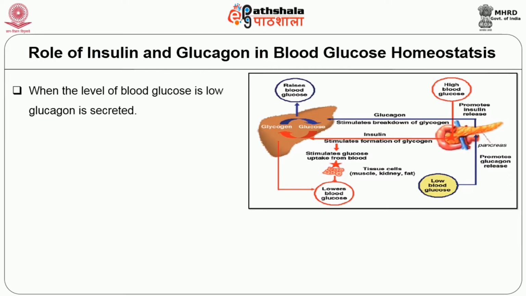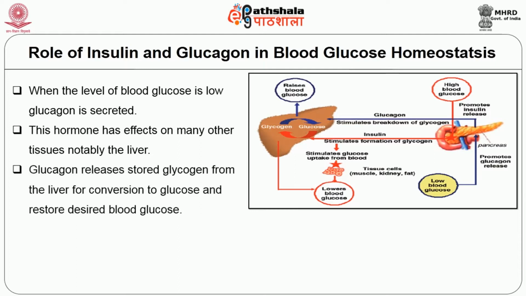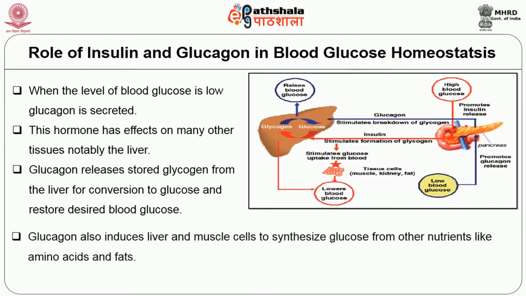When the level of blood glucose is low, glucagon is secreted. This hormone has effects on many other tissues, notably the liver. Glucagon releases stored glycogen from the liver for conversion to glucose and restores the desired blood glucose. Glucagon also induces the liver and muscle cells to synthesize glucose from other nutrients like amino acids and fats.